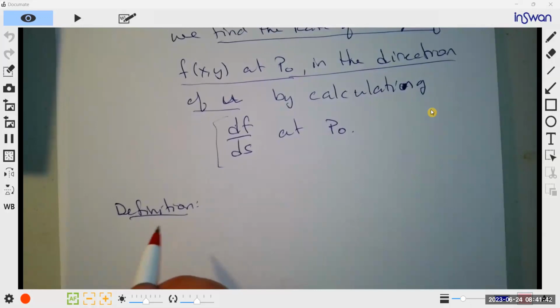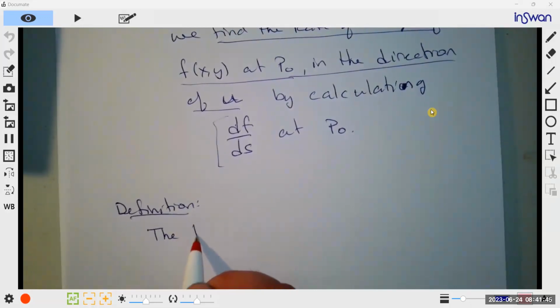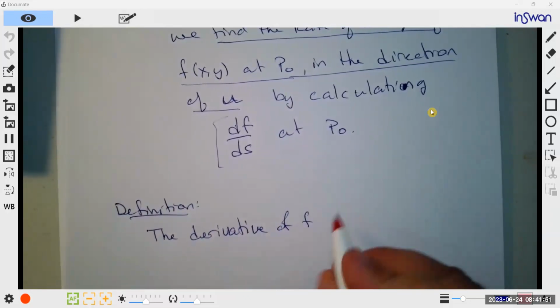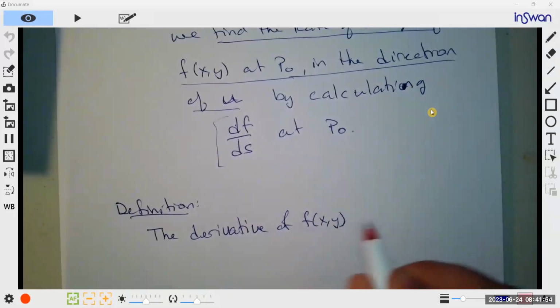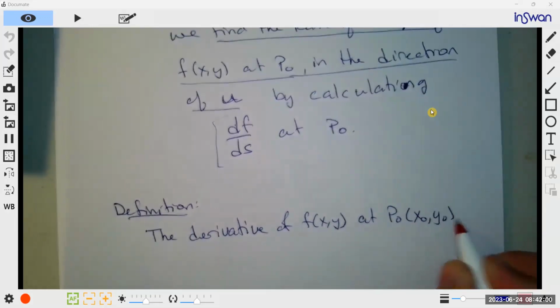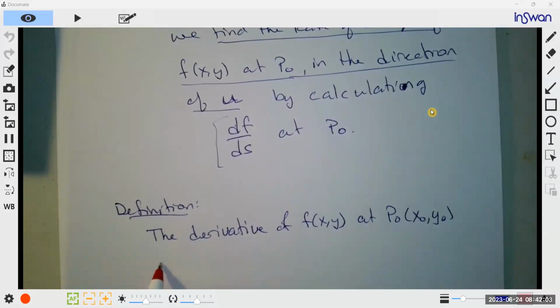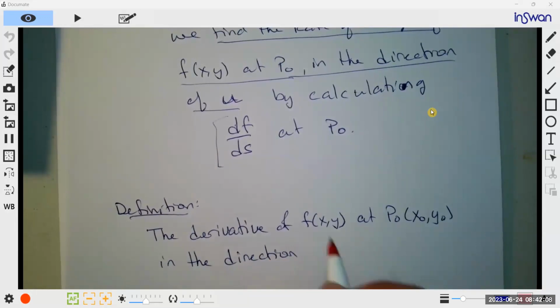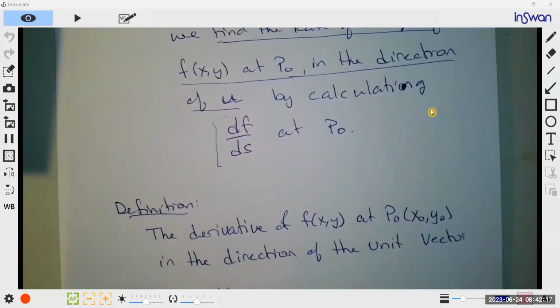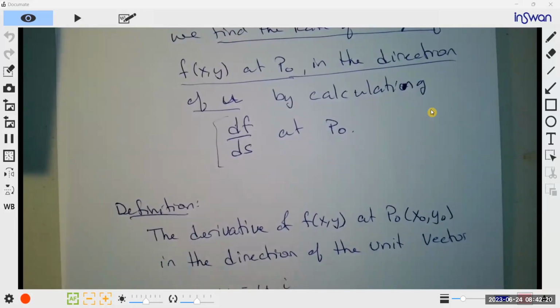Here's the formal definition. The derivative of f at p sub 0, which is x sub 0, y sub 0, at some point, in the direction of the unit vector u, which is made up of u sub 1 i plus u sub 2 j.